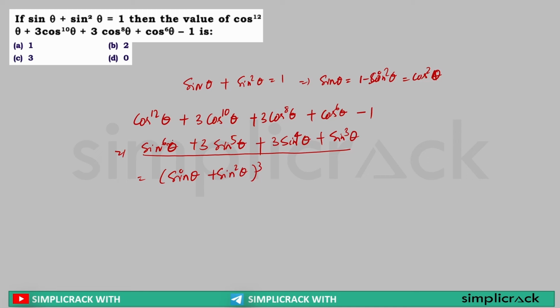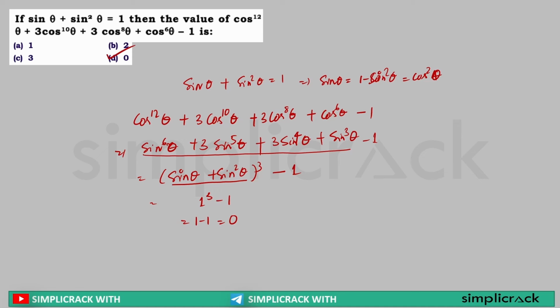Sine square theta cube is equal to sine 6 theta. Plus 3a square b, so 3 sine square theta into b, sine square theta, is equal to 3 sine 4 theta. Now 3ab square, so 3 sine theta into sine square theta whole square, that is sine 4 theta, which is equal to 3 sine 5 theta. So this is a plus b whole cube, minus 1 is already there. Now this value is equal to what? 1. 1 cube minus 1, that is equal to 1 minus 1, which is equal to 0. Answer option D. Clear? Yes or no?